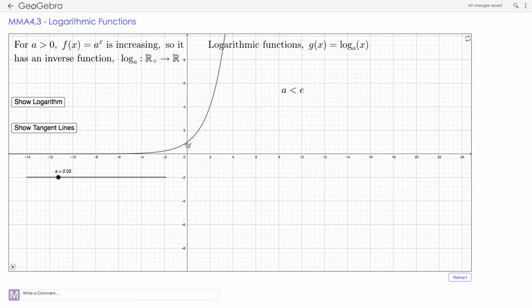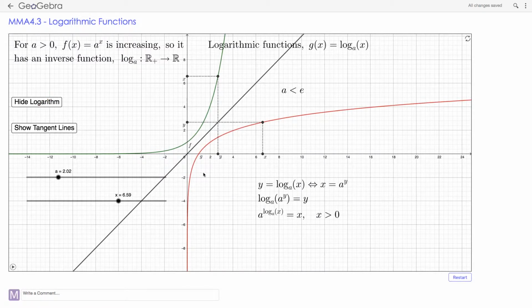In other words, given any positive number, you can find an x value such that this x value gives you the y value. In fact, graphically, one can just think of this as a mirroring in this line here, x equals y. What you get is this function here. It's the logarithmic function. So for any base number a, if this function is f of x equals a to the power x, you get a corresponding mirrored function here, mirrored in this line. And this function here is called the logarithmic function.